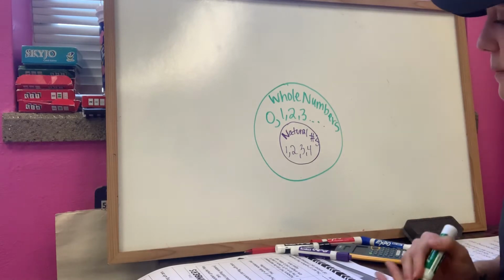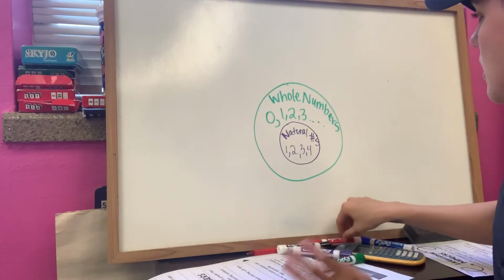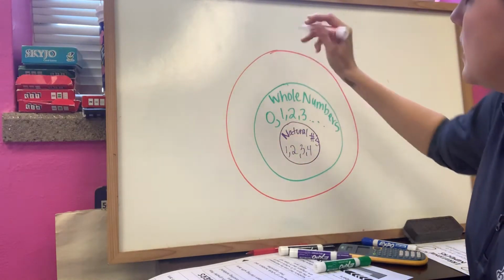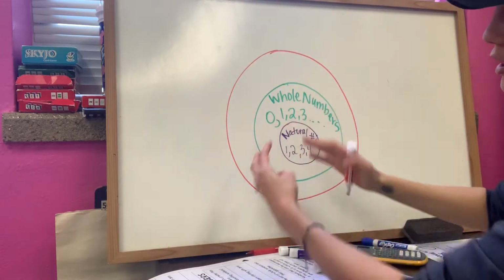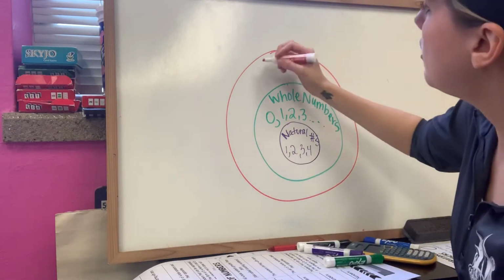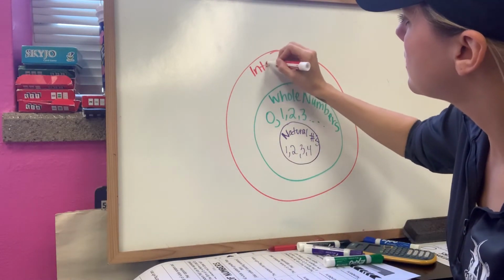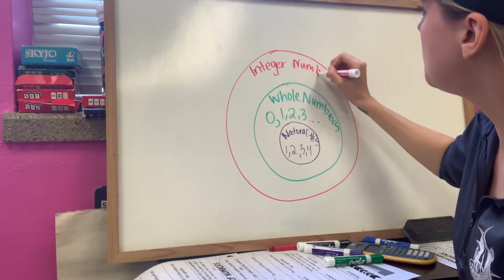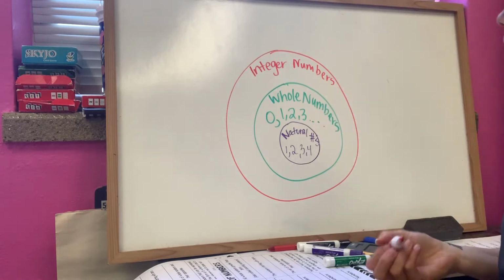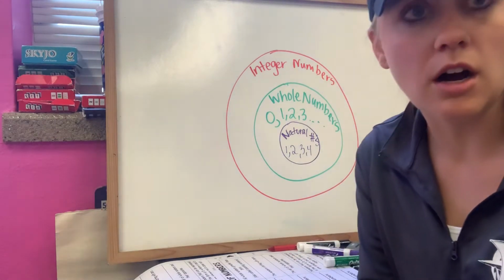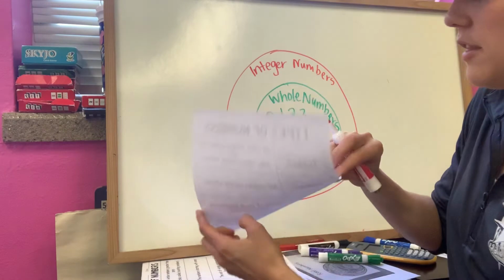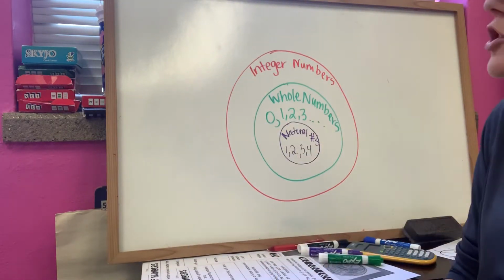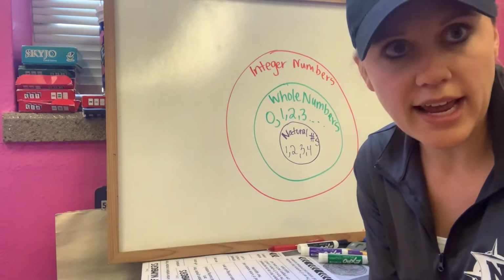Okay? The next ones are going to include whole numbers and natural numbers. That's why I'm doing a bigger circle, because it includes the stuff in the middle, but they're called integer numbers. And integer numbers are all whole numbers, which include natural numbers, but also their opposites. So the third blank on your paper, the set of whole numbers and their opposites are called integer numbers, and that means just their negatives.